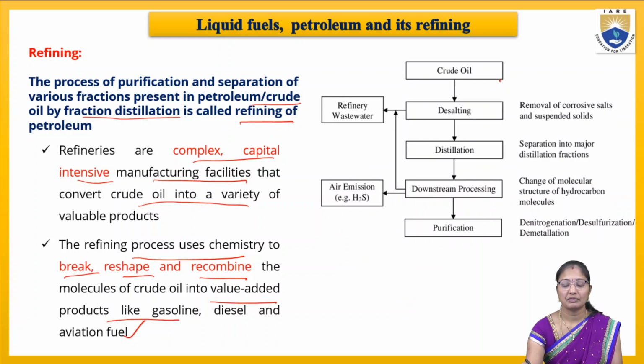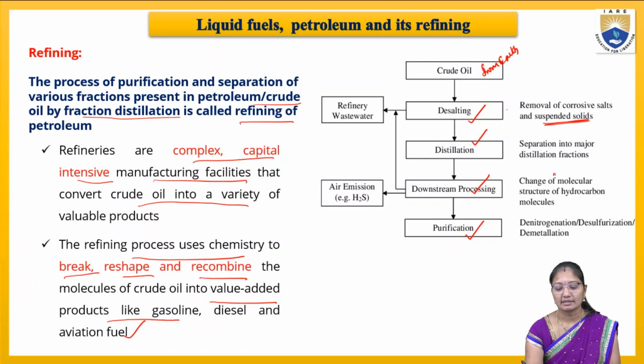The crude oil which we first get from the earth undergoes the desalting process, then distillation, then downstream processing, then purification. At desalting, corrosive salts present in the crude oil and suspended solids are removed. Once these are removed, it enters the distillation process, where separation into the major distillation fractions happens.